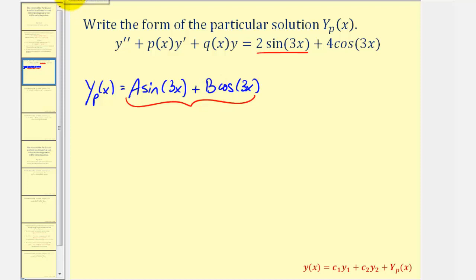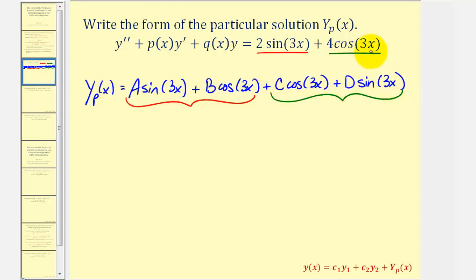But now we also have to consider the second term of plus 4 cosine 3x. So again, it's going to be safe to assume that we'd have a constant times the cosine function, or cosine 3x. So let's call it c times cosine 3x. But now the derivative of cosine also involves sine, so we'll also need plus d sine 3x. So these two terms would be from the second term involving the cosine function. But notice how there is some repetition here, so we can shorten this function.